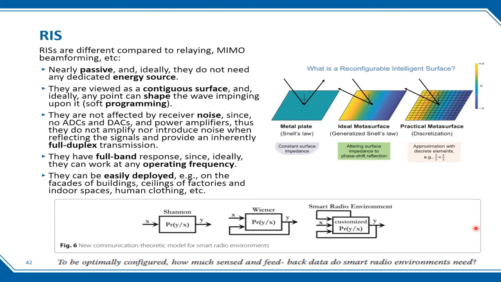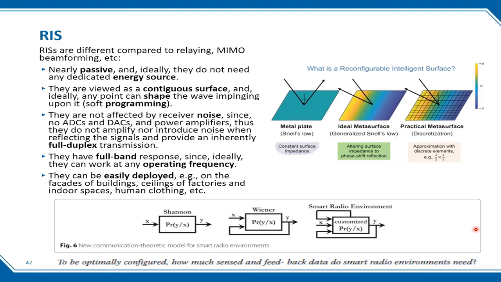And they can be viewed as contiguous surfaces, and ideally at any point we can shape the wave which is coming in using the soft programming like we discussed using a controller. And as these are not powered, there are no ADCs or DACs used, and they're not affected by the receiver noise. Since there are no power amplifiers, they do not introduce any noise when reflecting the signal. And this, in a way, inherently provides for a full duplex transmission.